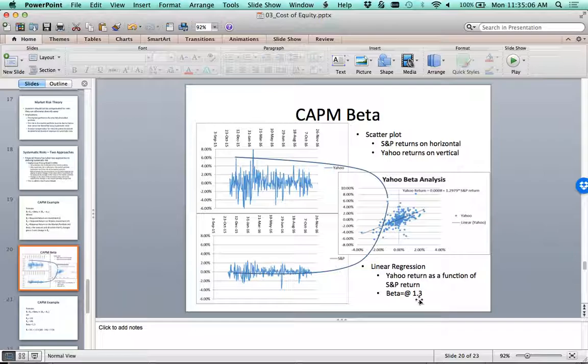And so we would say that the Yahoo stock has a sensitivity to systematic factors. Its return reacts to systematic shocks at 1.3 times the rate that the market does. So it's riskier than the S&P 500 market that we've used, and we've got to figure out a return that is higher than the S&P return, because this is a riskier stock.